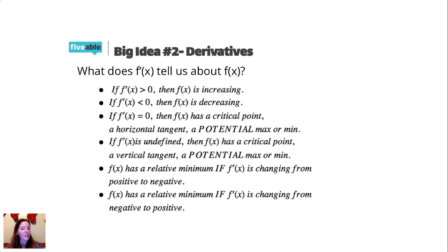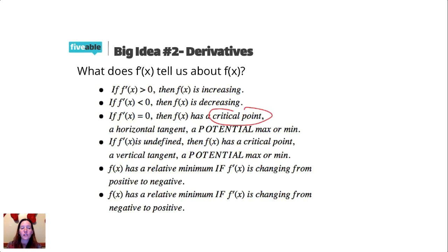So hopefully at this point you know that if f prime of x is greater than 0, that means that f of x is increasing, since f prime of x is the slope. If the slope is positive, then the function is increasing. If the slope is negative, then the function is decreasing. Some vocabulary there. If f prime of x is equal to 0, or undefined, you have a critical point. A critical point is a horizontal tangent or a vertical tangent, and sometimes it's a max or min.